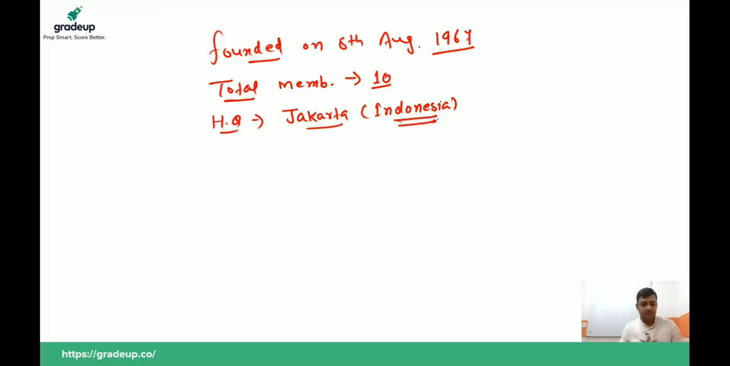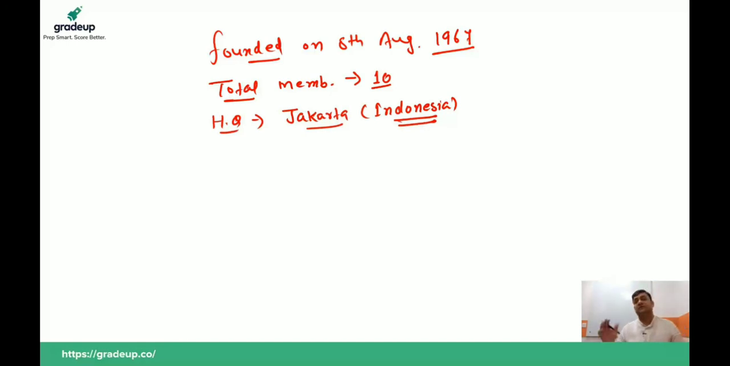Jakarta, Indonesia. We have Myanmar, Thailand, Laos, Vietnam, Cambodia, Singapore, Brunei, then we have Papua New Guinea, then we have Indonesia and Philippines. These are the important countries who are the members of the ASEAN. And India is not a member of ASEAN only because of one concept, that we are not geographically part of the Southeast Asian nations. But we have got the observer status among the ASEAN nations.